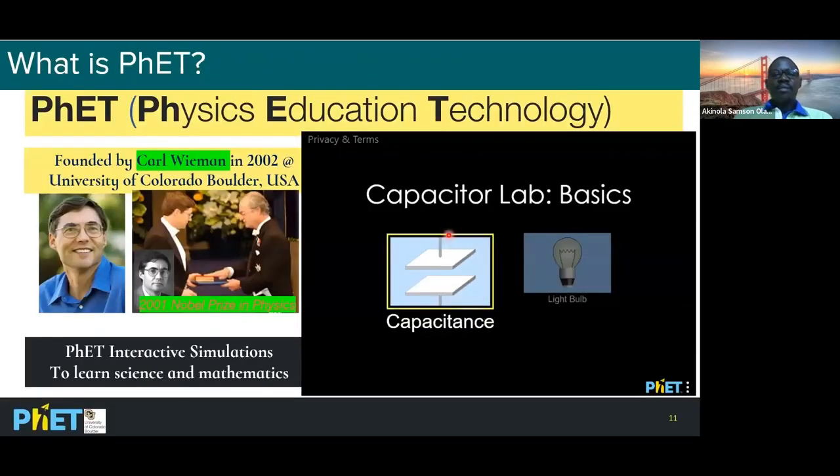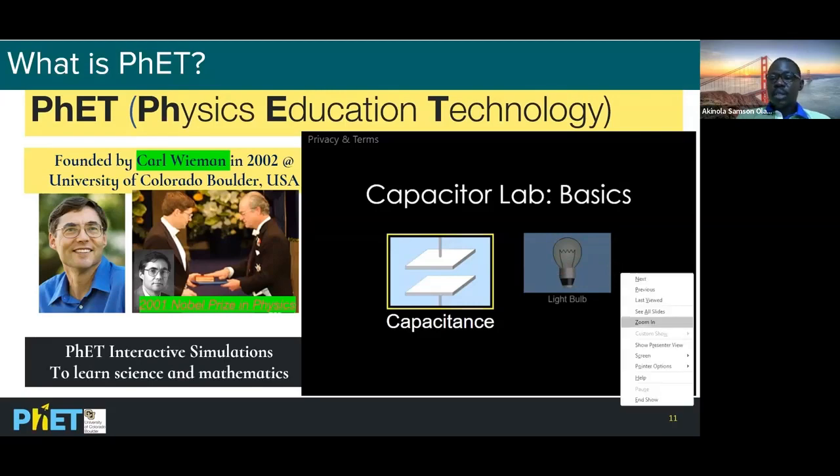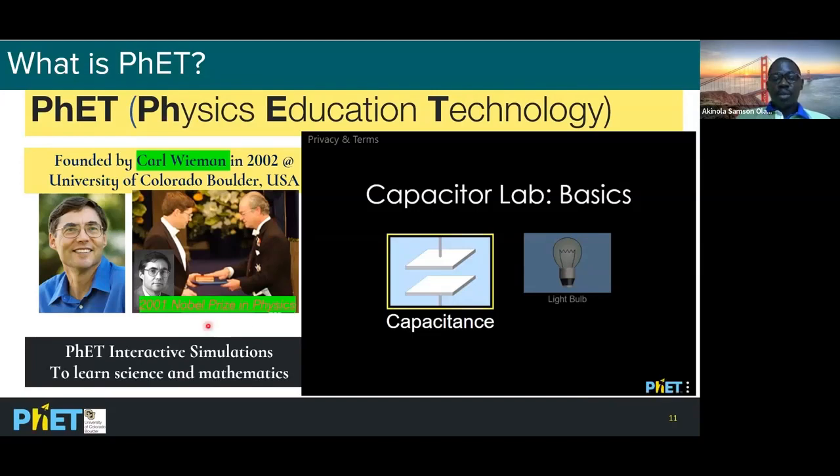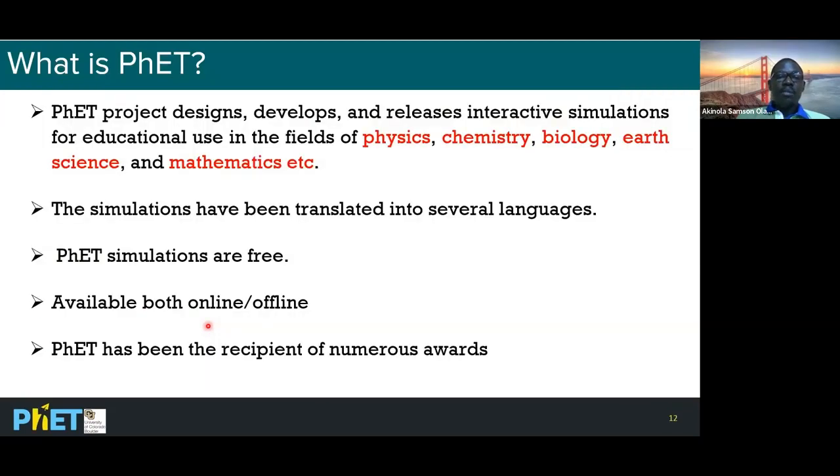What is PhET? PhET is an acronym for Physics Education Technology, but over the years it has encompassed every aspect of STEM and is still evolving to include other parts of simulations. It was founded in 2002 by Carl Wieman after he won the Nobel Prize in 2001. The proceeds of his grant were used to start the PhET interactive simulation. And over the years, this has grown and is still growing, and the impact is still very much felt.